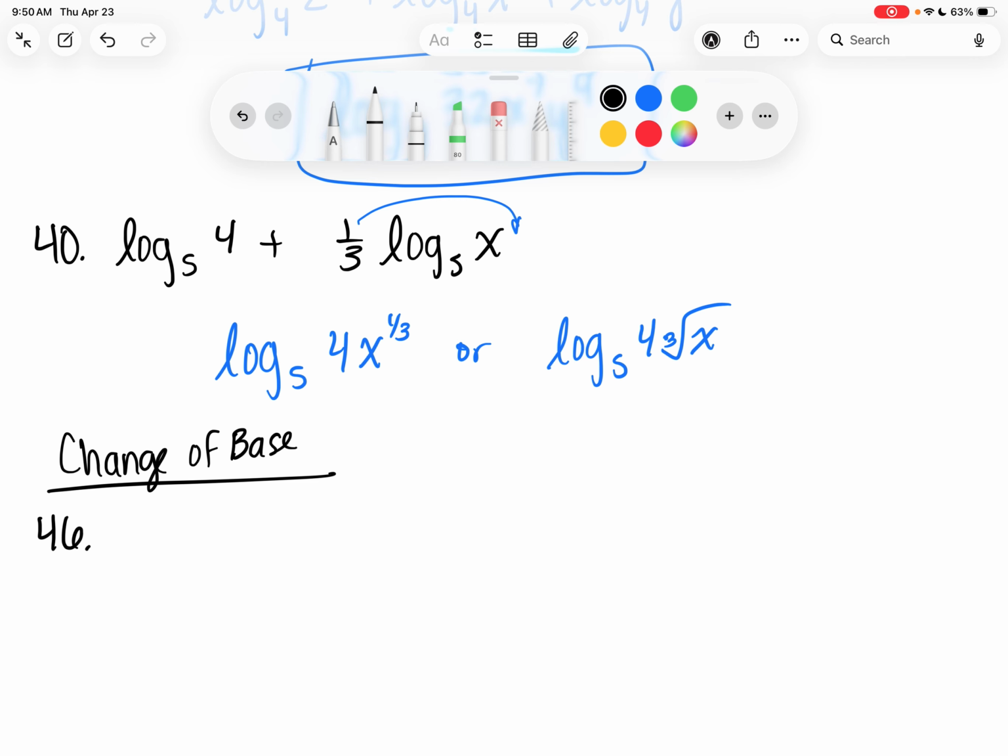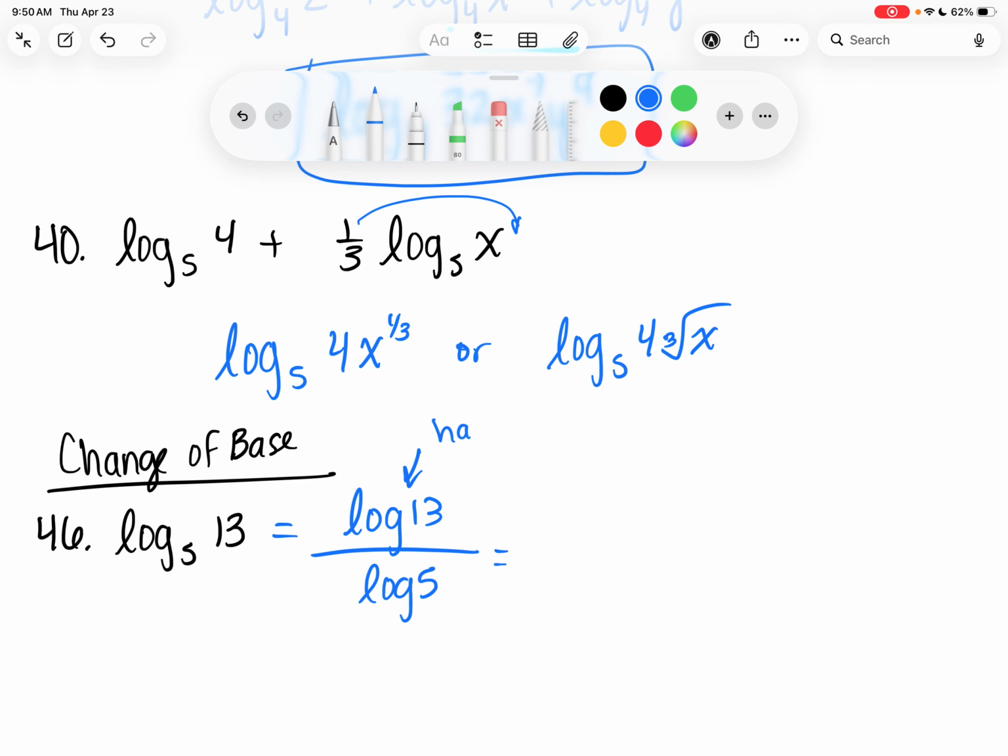46, log base 5 of 13. Obviously, everybody can type this in as log base 5 of 13. But for you to actually get credit on the quiz or the test, you have to rewrite this as log of 13 over log of 5. You should, it'll give you the same answer either way, but you have to show me this step.